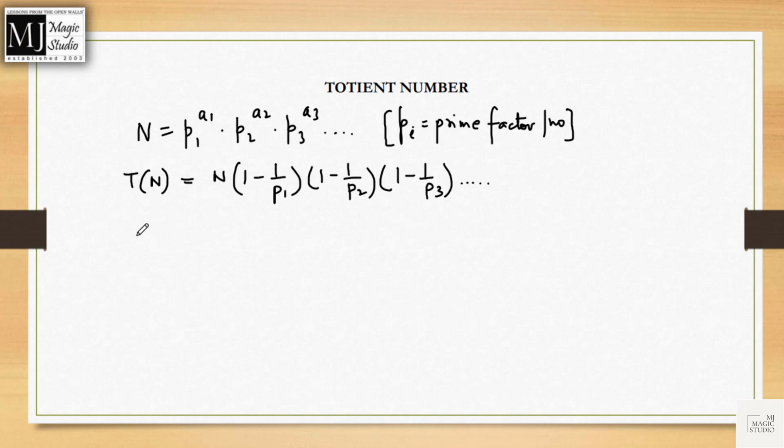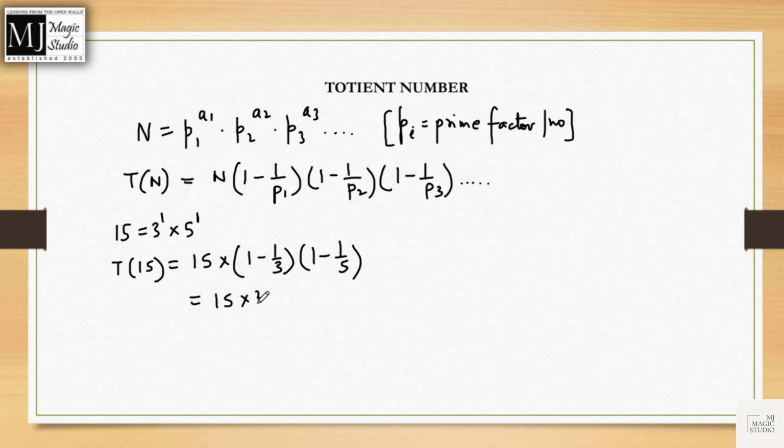Like if we take an example of say 15. 15 is 3 to the power 1 into 5 to the power 1. So the Totient number of 15 would be 15 into 1 minus 1 by 3 into 1 minus 1 by 5. That would be 15 into 2 by 3 into 4 by 5. So the Totient number of 15 is 8.